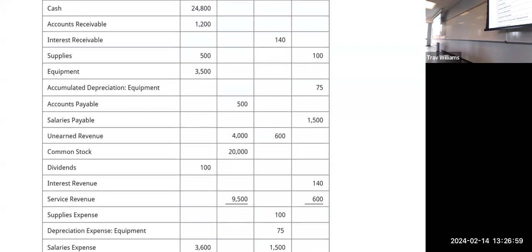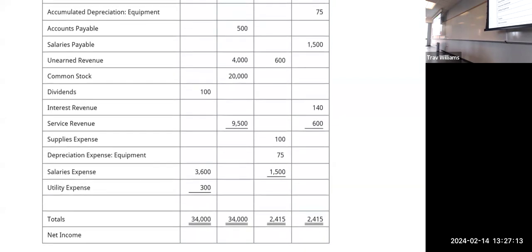Right? So those match up. And that was one of the adjusting entries we've seen before, right? When you used your supplies, you have to then do an adjusting entry. Let's see what other adjustments we see here. How about that $75 one? What is that for?